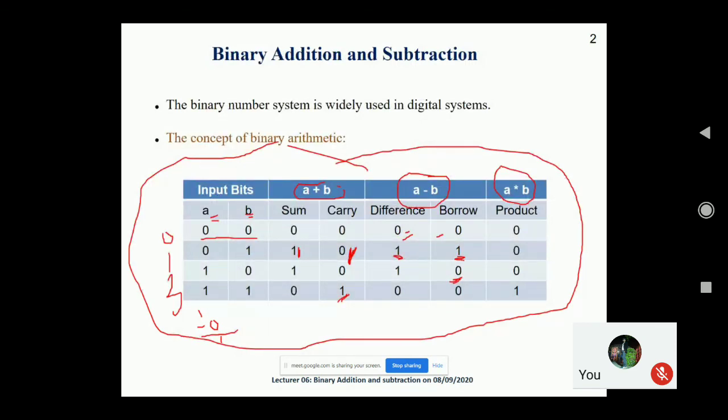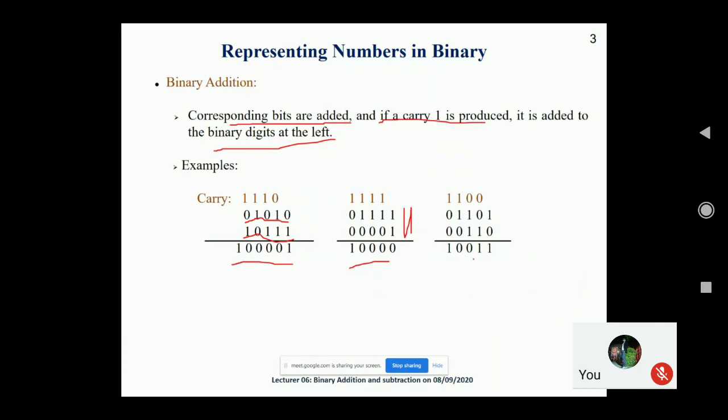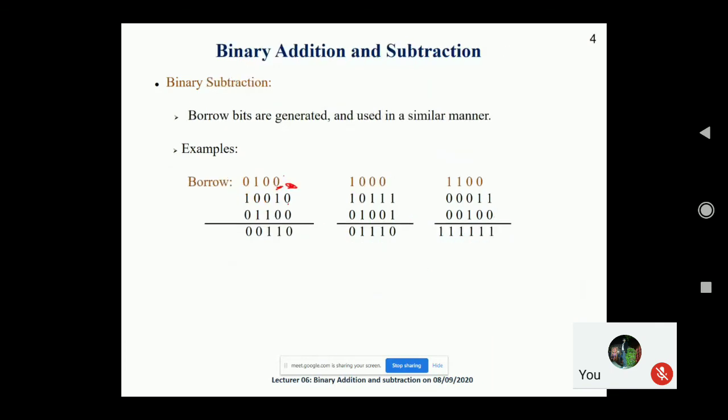For that purpose, 0 minus 1 gives difference 1 and borrow 1. Then 1 minus 1 is 0, and no borrow is generated, so I am writing 0 here. Are you getting my point? Finally, we are getting 0, 0, 1, 1, 0.